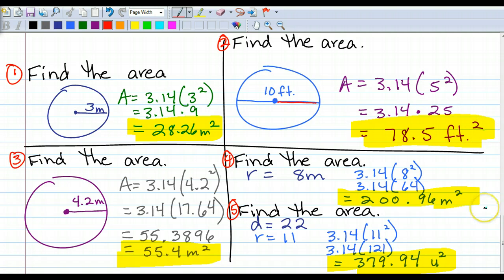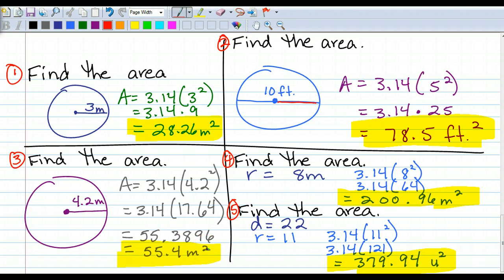All right, over here, 3.14 times 4.2 squared, which is 3.14 times 17.64, and we get this big long number, and I forgot to tell you what to round it to, but it works out pretty well if we round it to the nearest tenth. Okay, so 55.4. If you give this whole long answer, that's fine. Remember to label it meters squared.